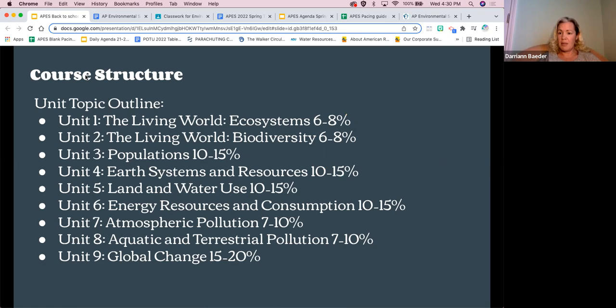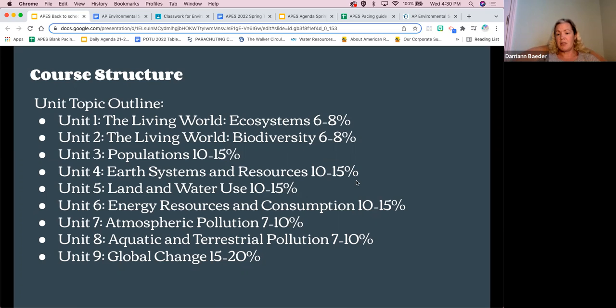Many students that have taken AP Bio didn't get a lot of ecology, and so this is where they're going to pick up some of that ecology that will help them in their AP Bio studies, and we just really push them forward, kind of build on their understanding that way. You can see that we cover biodiversity, populations, earth systems, land and water resource use, energy resources, pollution, whether it be atmospheric, aquatic, or terrestrial, and then we talk about global change.